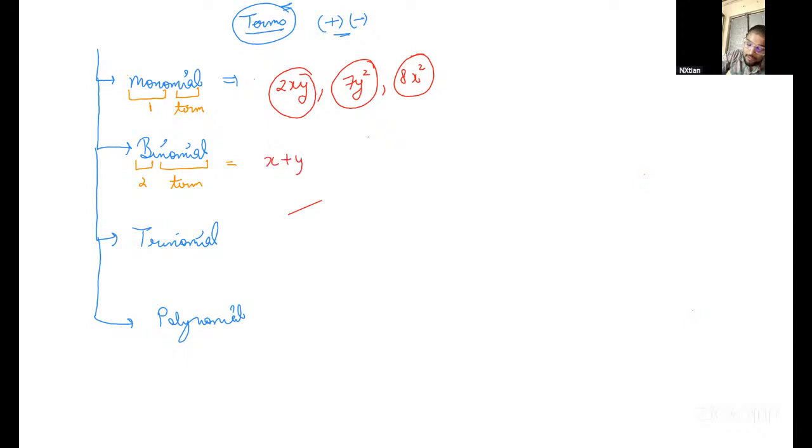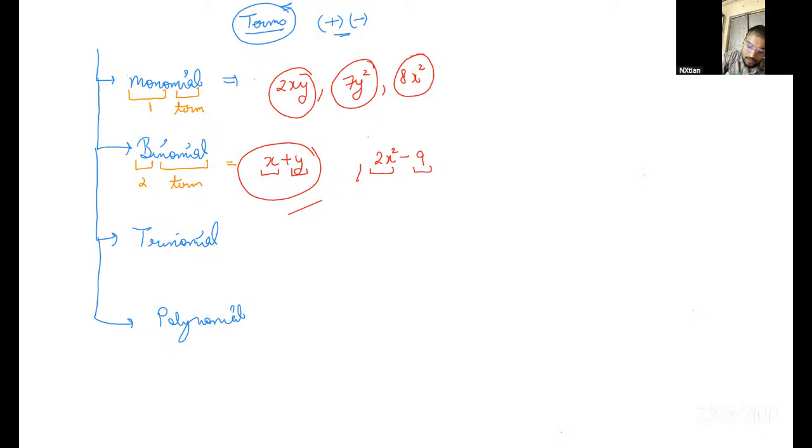Like x plus y. So this is one term, this is another term. So x and y, there are two terms. Understood? Or 2x squared minus 9. So this also has two terms. Understood, guys? Yes or no?